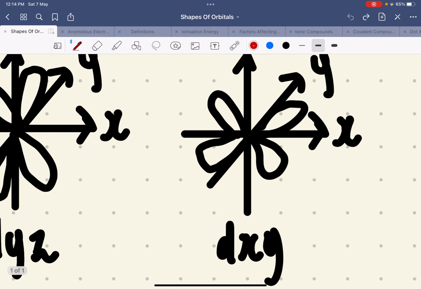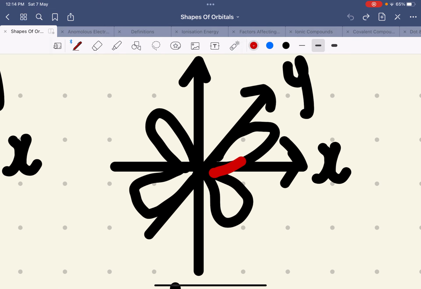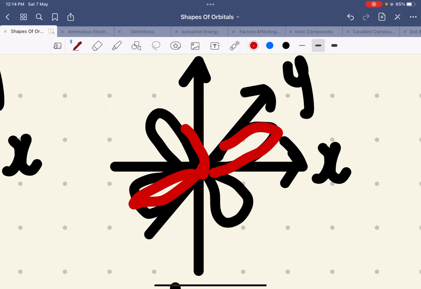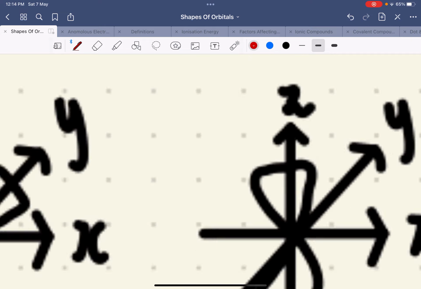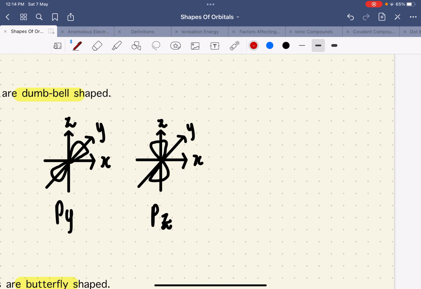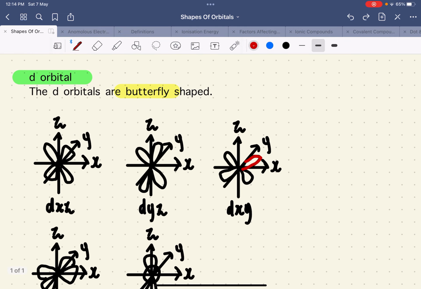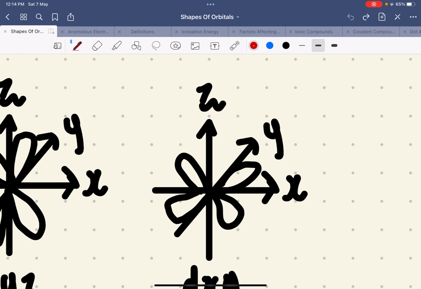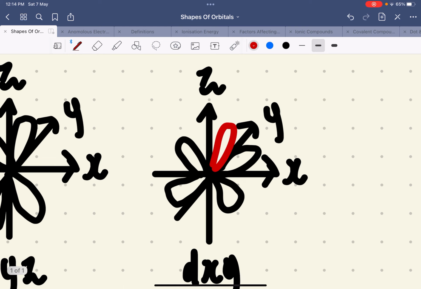Same thing goes for the xy axis. The xy axis will be below here. Then common sense tells you it's here. Then common sense tells you it'll be here. A lot of it can be simplified by just identifying whether the zy axis is on here, or is it dxy, which will cause the orbital to be located here.